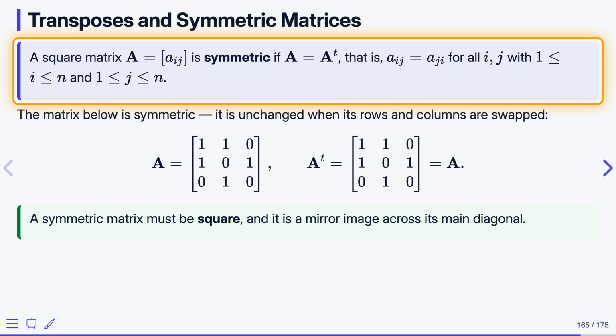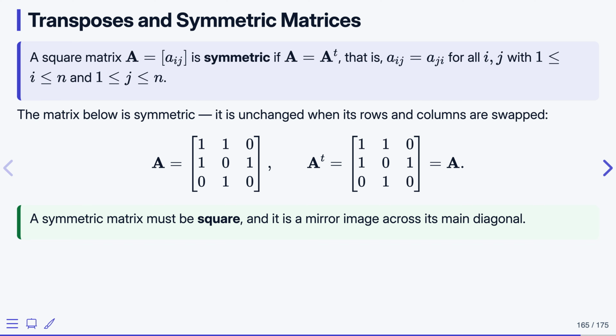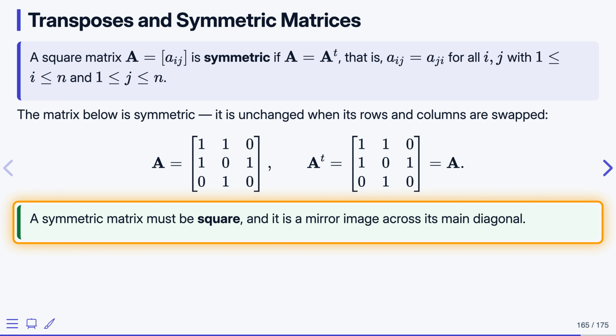Look at the example. The entry in row 1, column 2 is 1, and the entry in row 2, column 1 is also 1. The entry in row 2, column 3 is 1, and the entry in row 3, column 2 is also 1. Every pair matches. So when we take the transpose, nothing changes. A transpose equals A, in short. A symmetric matrix is a reflection of itself across the main diagonal, and it does not change when you interchange its rows and columns.